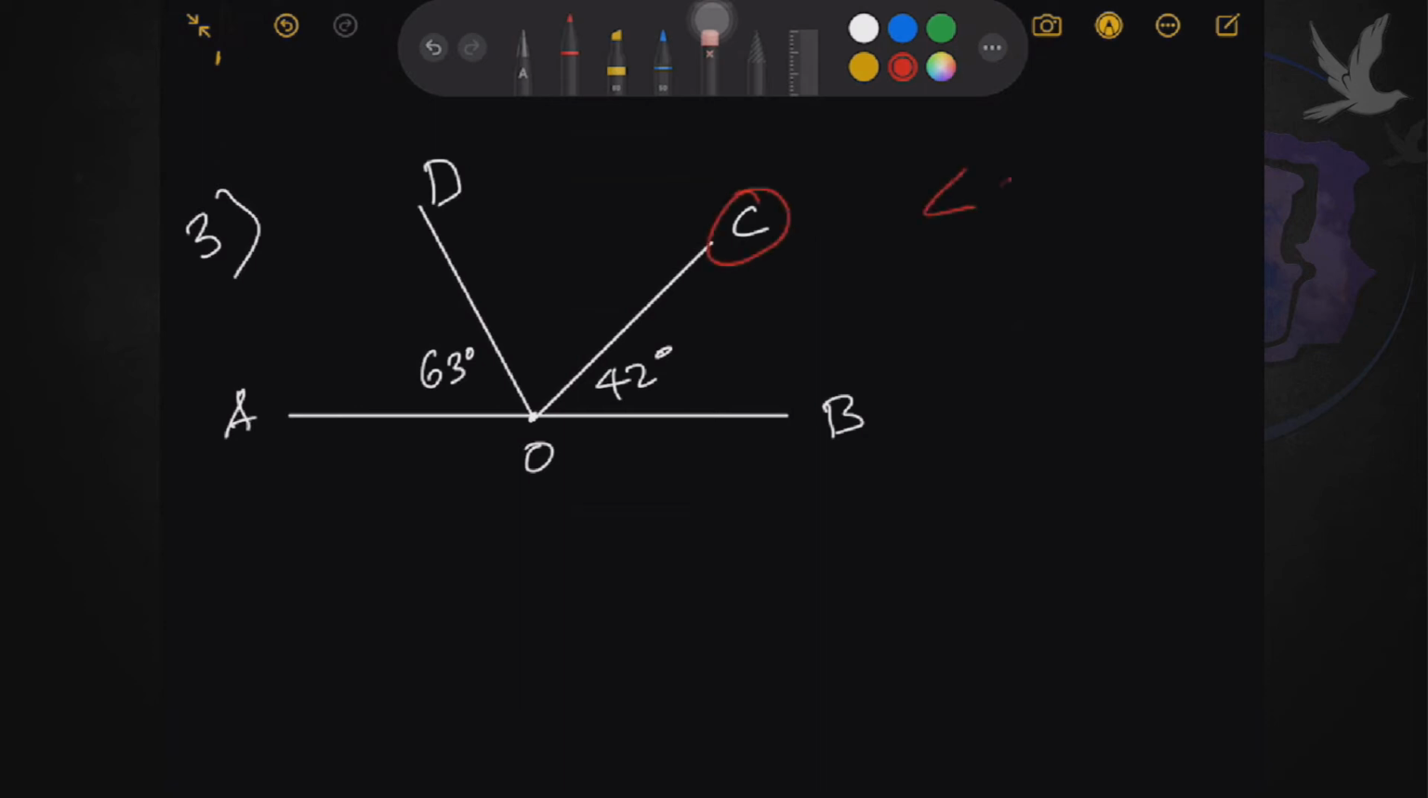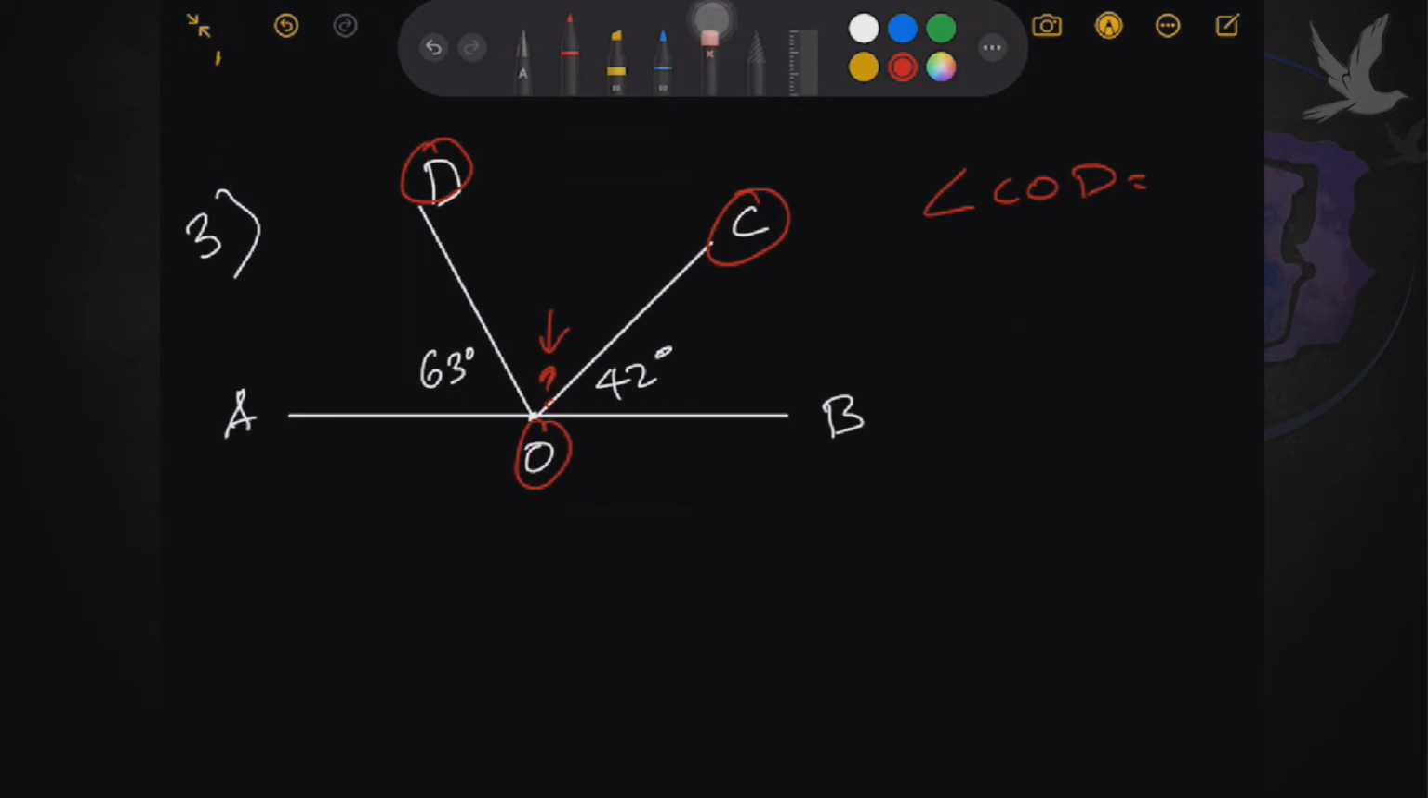COD, we have our C here. Angle COD ang hinanap natin. C, then we have O, and we have D here, which means we are solving for this angle over here. Okay? Ito yung sinasolve natin. Missing value. Okay.